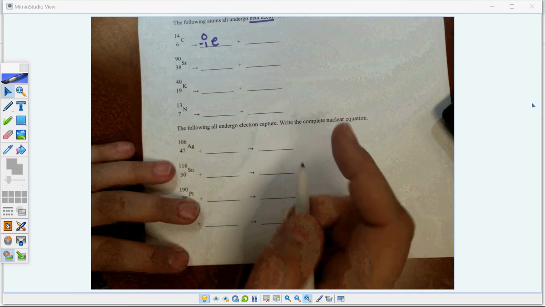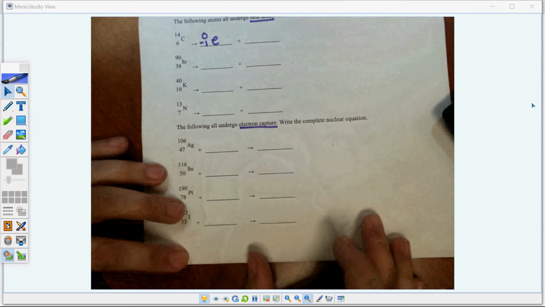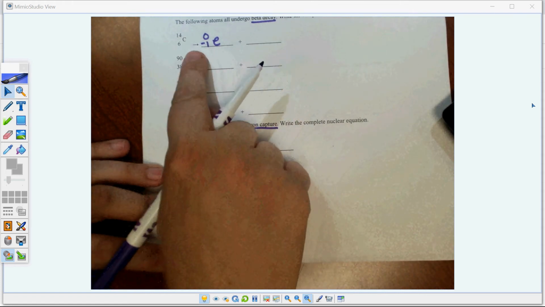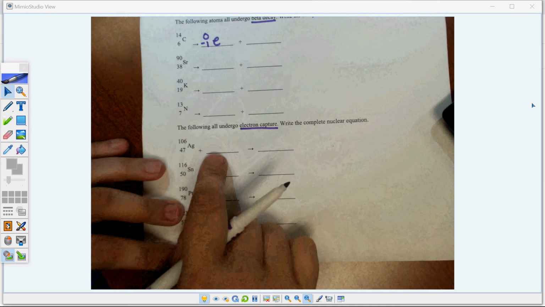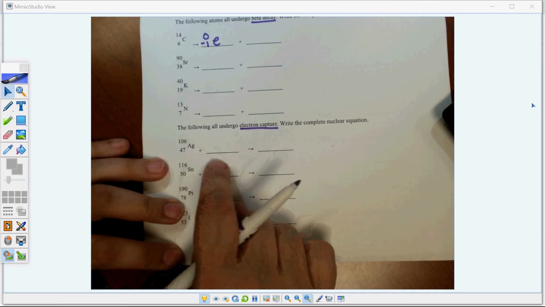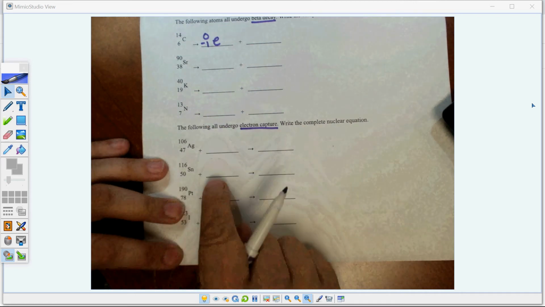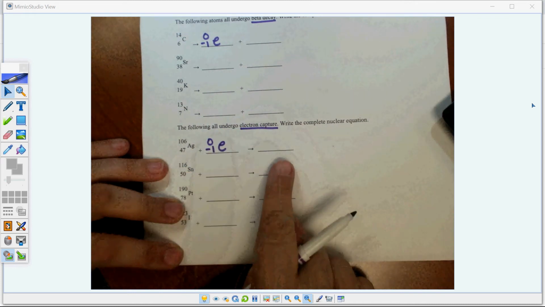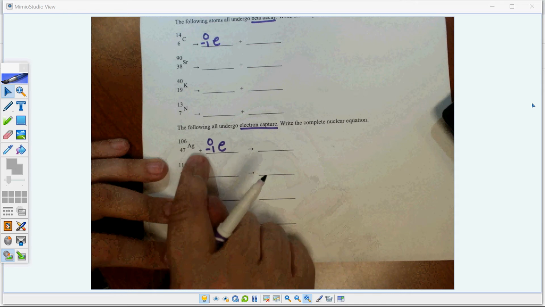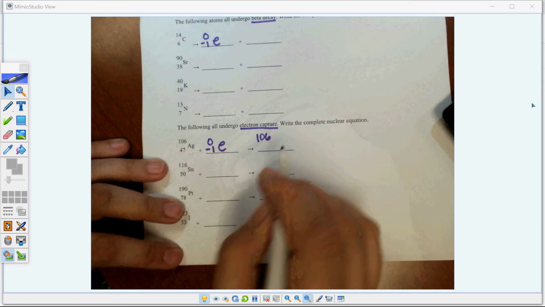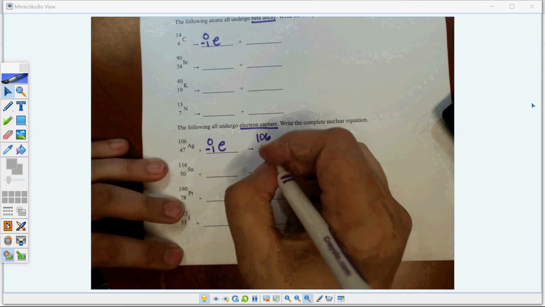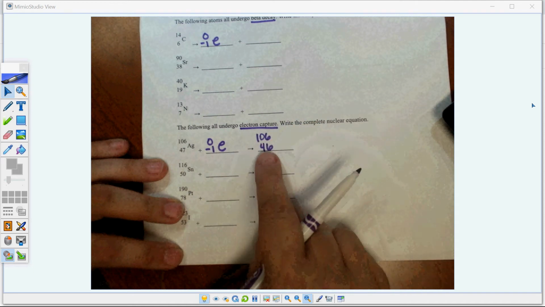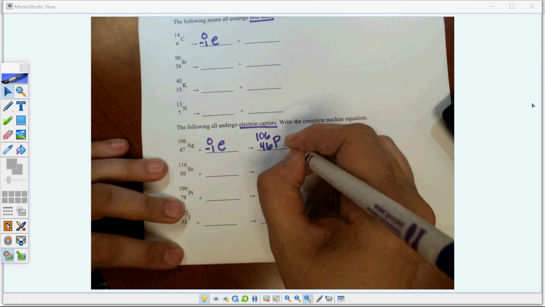This one is a little bit different. This one is called electron capture. So here we see the electron being released on the right side of the arrow. Electron capture is kind of like the opposite of that. The electron is on the left side of the arrow, so every one of these blanks gets that electron, and then you still balance it like you normally would. So 106 plus 0 is 106, 47 plus -1 is 46, and then we check the periodic table to identify 46 as being element Pd.